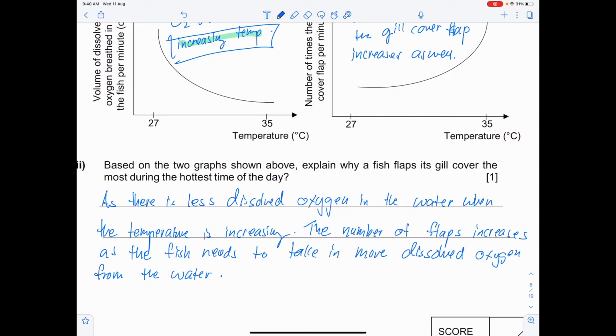Okay, so you need to be able to relate these two graphs, and how to do it is exactly what I showed you. You write down a relationship for the two graphs, and then you try to find a common denominator. So in this case, it's increasing temperature. Because of increasing temperature, less oxygen is dissolved, and that's why your fish needed to flap its gills, to cover more number of times to take in more oxygen, because now there is less dissolved oxygen per unit volume of water when the temperature increases.